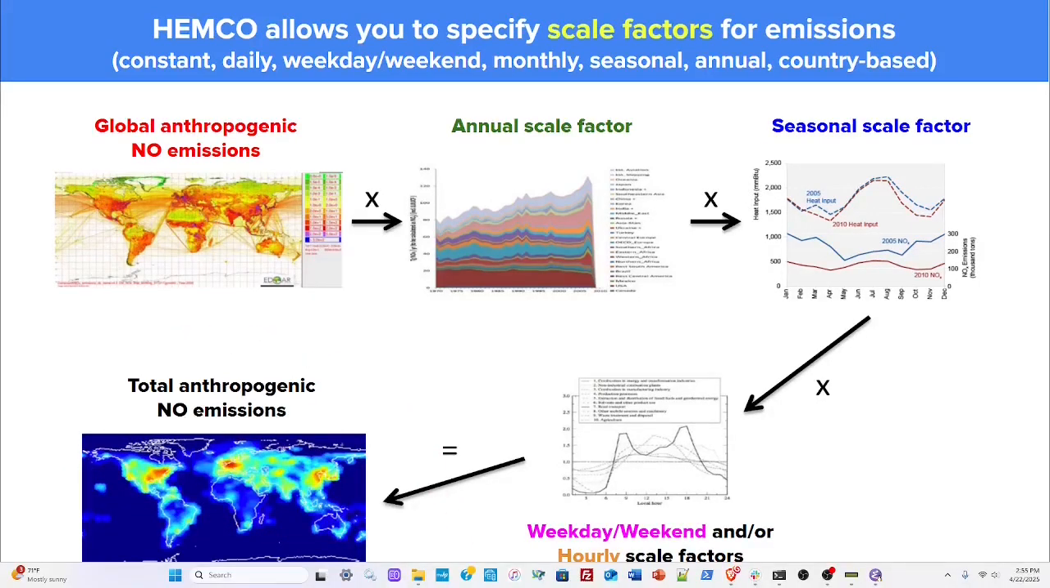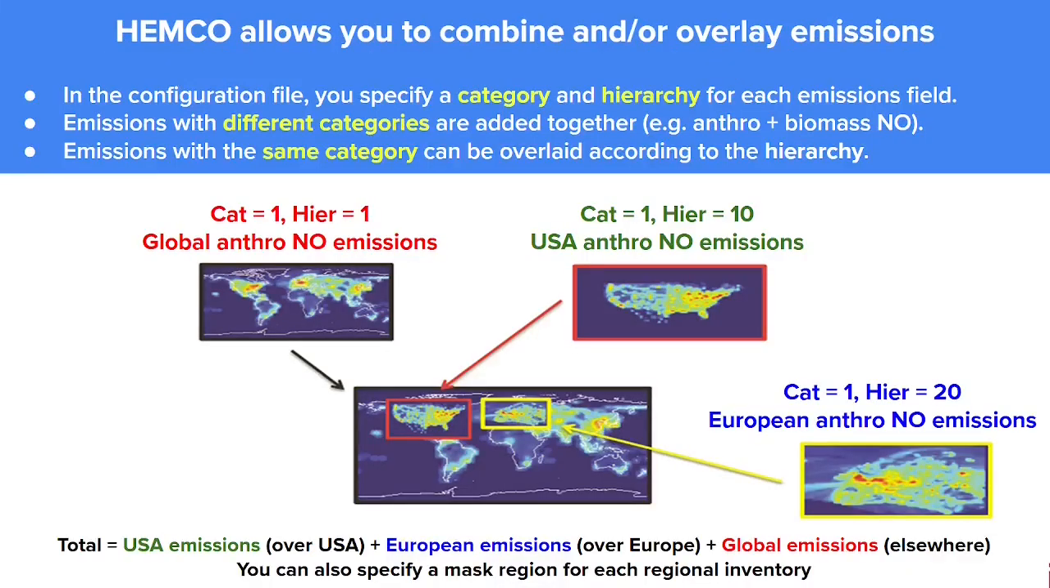HEMCO also allows you to combine and overlay emissions by specifying a category and hierarchy for each entry. The category corresponds to the type of emissions, in other words, anthropogenic, biogenic, biomass, natural, etc. Emissions having different categories will be added together. So for example, anthropogenic NO plus biomass NO will be added together to make total NO.